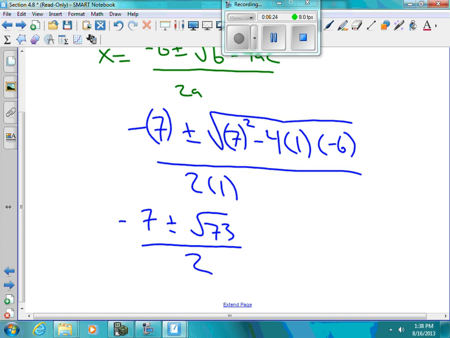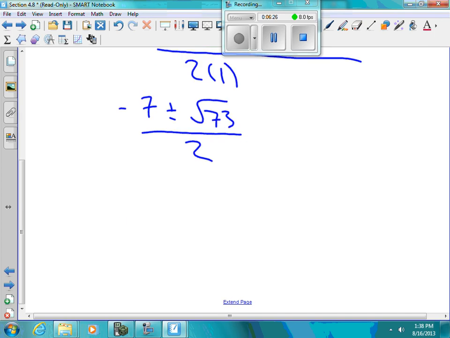And now we see if we can simplify this at all. 73, I don't think, will break down. Make your list of perfect squares, 1 through 10, square all those numbers, and see if any of the perfect squares divide it. As far as I know, there isn't one that will. I don't believe they do. So this would be your answer.